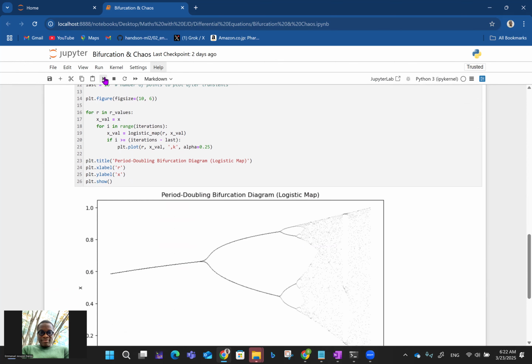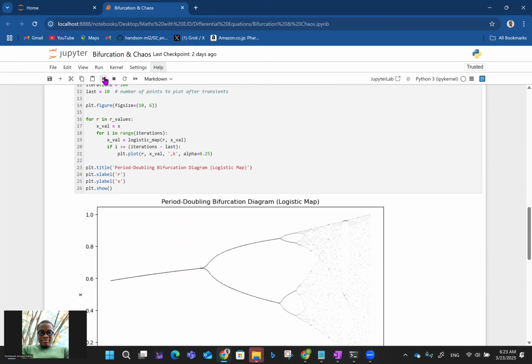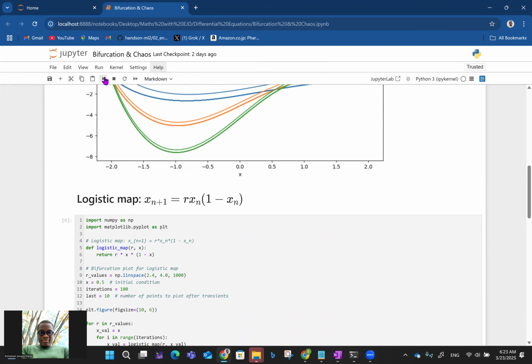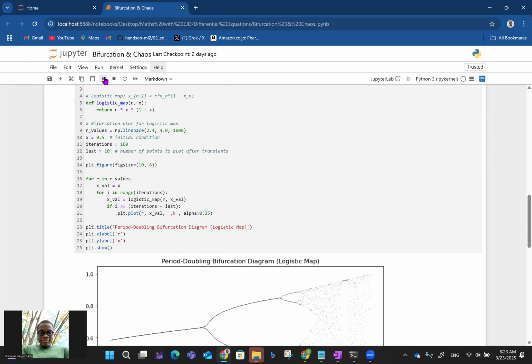So you can see you have some kind of doubling. 1 becomes 2, 2 becomes 4, and before you know it, 4 becomes 8, and before you know it, you have even lost count. So that's serious chaotic behavior. That's period doubling bifurcation using a logistic map. Okay, so if I increase the number of iterations now, it takes a bit more time.